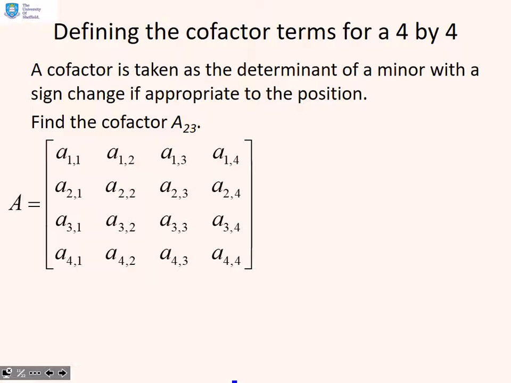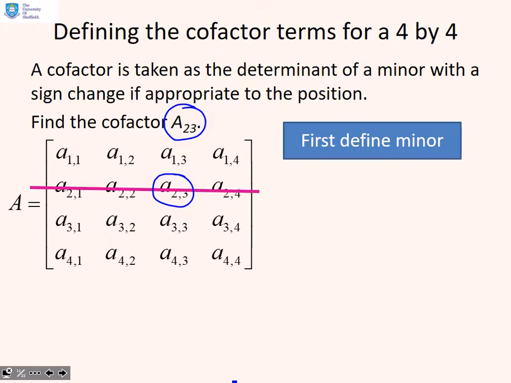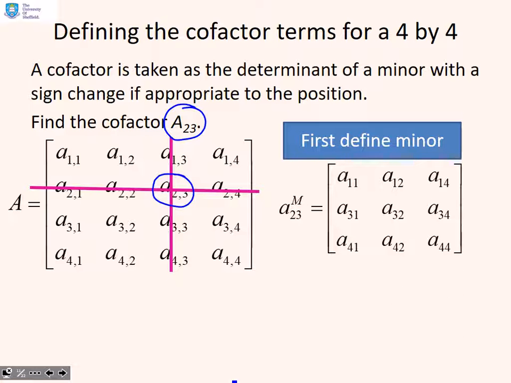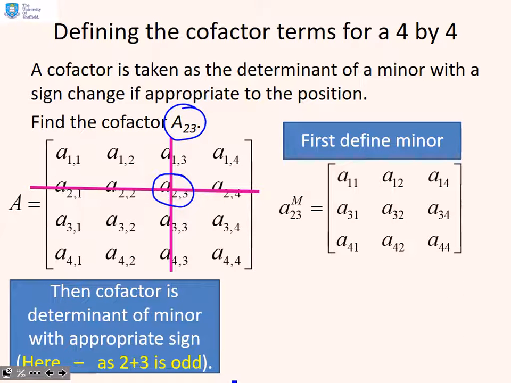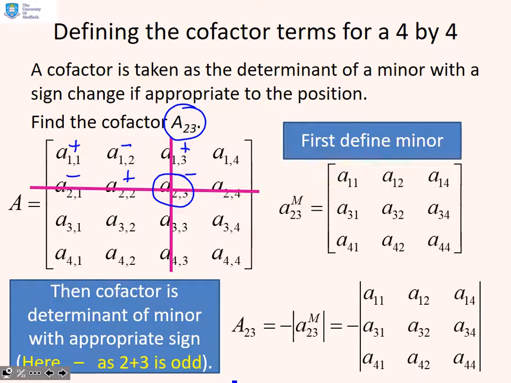What if you have a 4 by 4 matrix? Well, exactly the same principle applies. So here we're going to try and find the cofactor A23, so we start by finding the minor A23. We cross off the second row, we cross off the third column, and there's our minor. The cofactor then is the determinant of this minor with the appropriate sign. So if I do my chessboard of signs, plus, minus, plus, minus, plus, minus, I can see the appropriate sign I'm going to need is a minus. So the cofactor is given as minus the determinant of the minor A23.